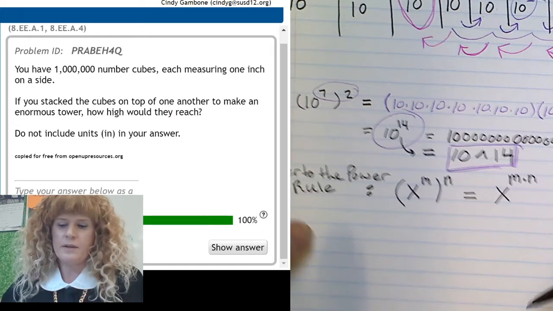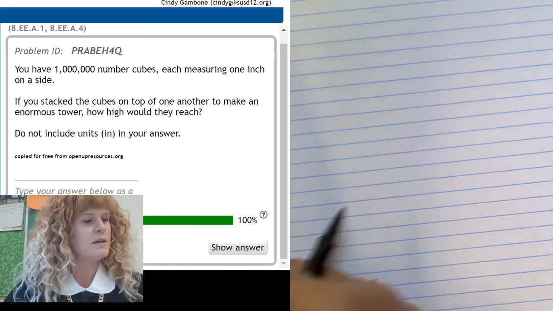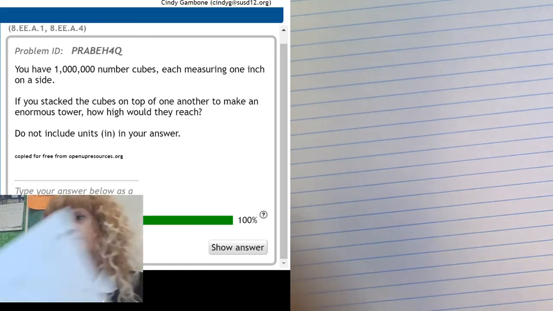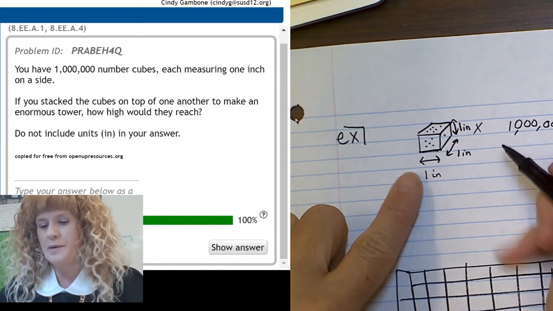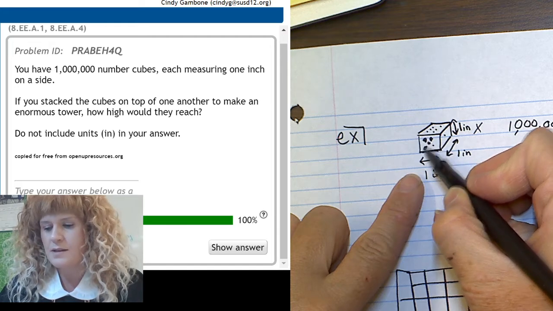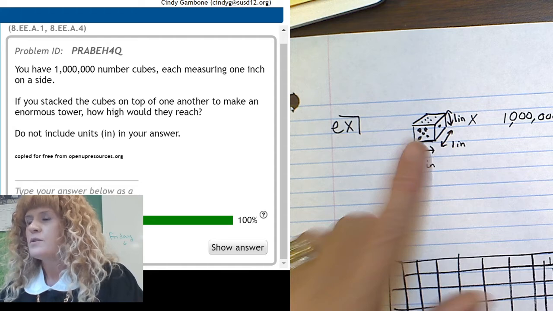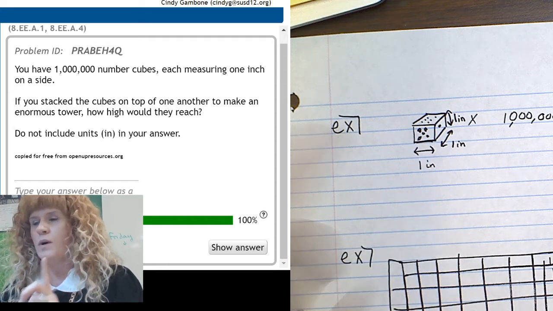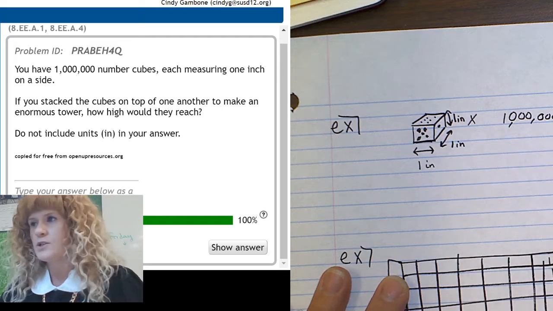This one needs a little bit of explaining. It says you have 1 million number cubes. So I drew a picture of that. You have 1 million, and they called it a number cube. I think they mean dice, right? So here's my dice, but they called it a number cube. Each one of them is measuring 1 inch on a side. So I labeled that each side is 1 inch.